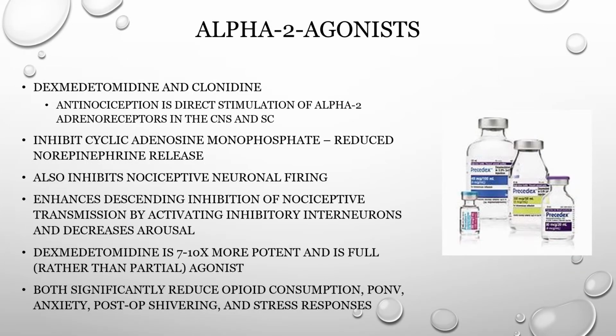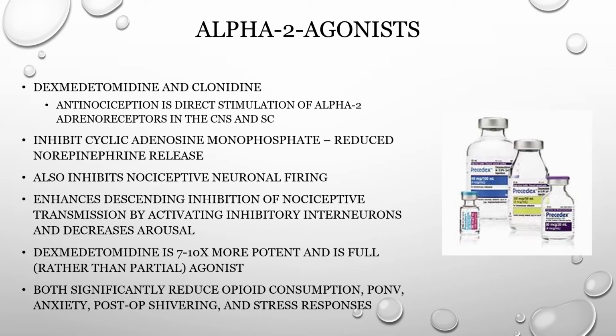Now on to alpha-2 agonists. The two common alpha-2 agonists used in clinical practice today are clonidine and dexmedetomidine. The primary mechanism of antinociception is the direct stimulation of the alpha-2 adrenoreceptors in the CNS and spinal cord. Dexmedetomidine, the alpha-2 adrenergic receptor agonist, like clonidine, exerts its antinociceptive effects in two primary locations.